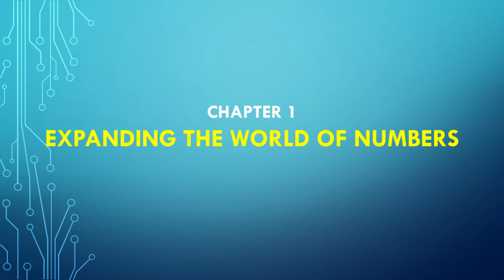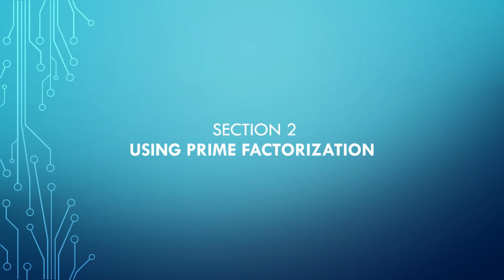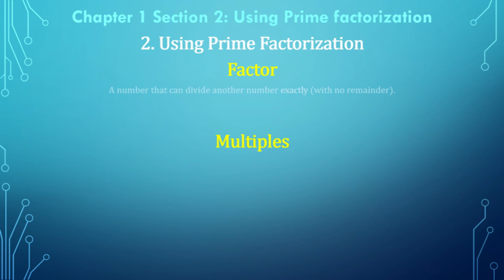Chapter 1. Expanding the world of numbers. A factor is a number that can divide another number exactly. By exactly, it means with no remainder. 12 is 2 times 2 times 3, so its factors are 2 and 3. Of course, factors include 1 and itself.